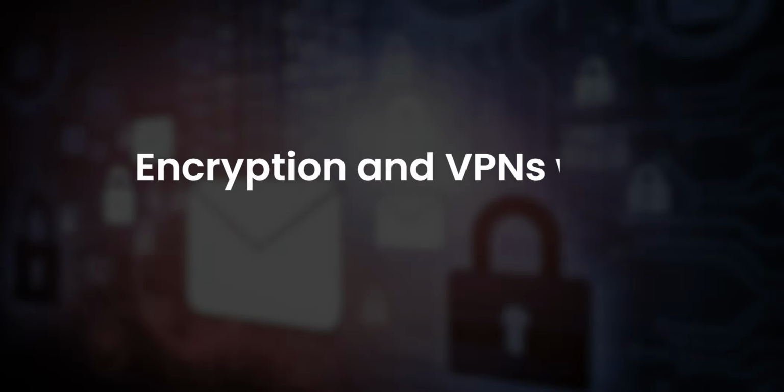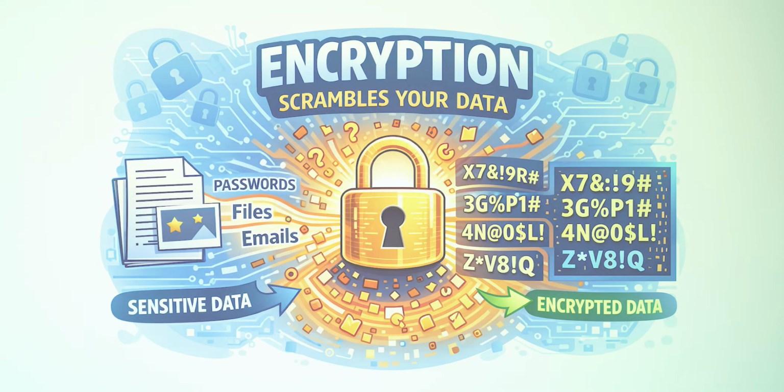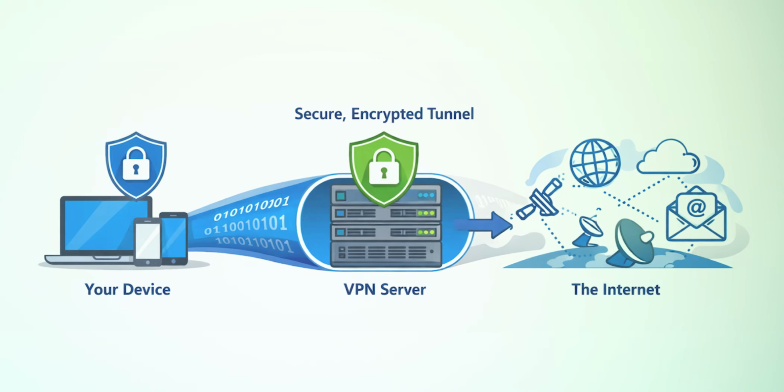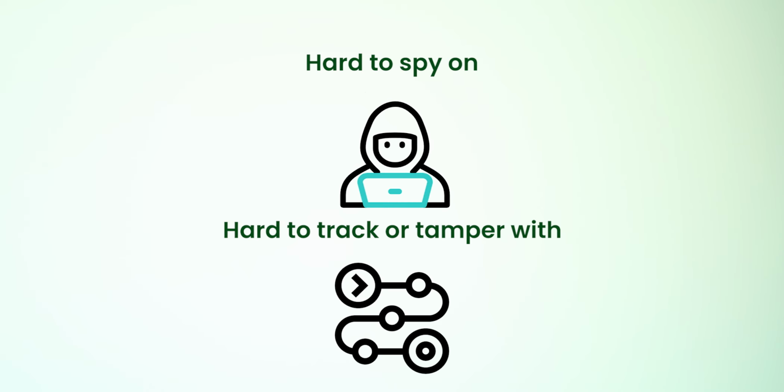Encryption and VPNs work hand in hand. Encryption scrambles your data. A VPN creates a private tunnel for that scrambled data. Together, they make your online activity hard to spy on, hard to track or tamper with.